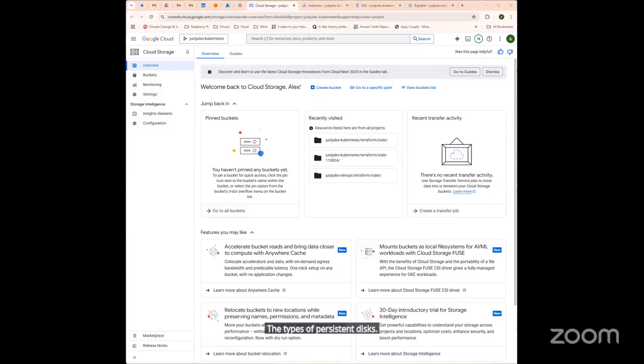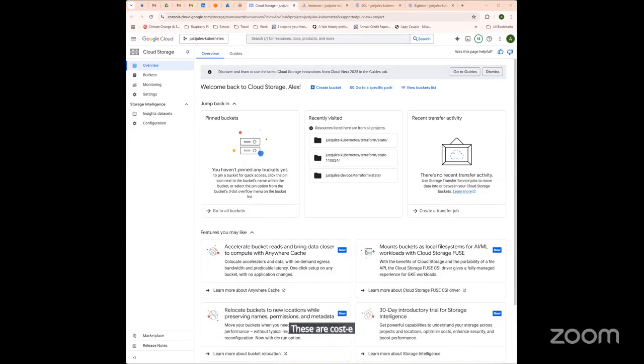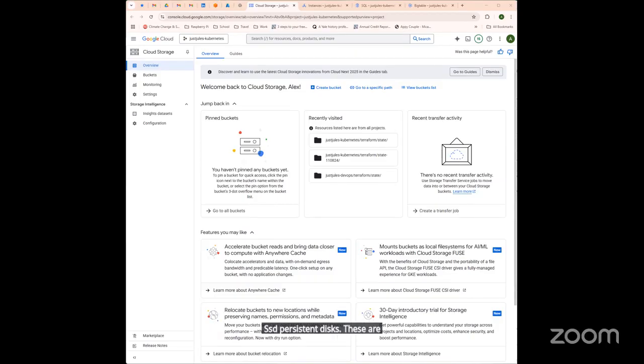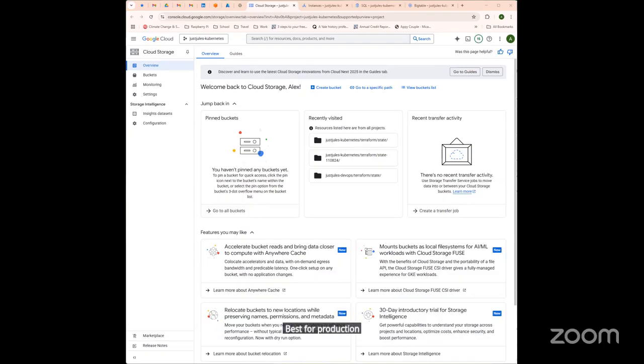There are four main types of persistent disk options. Standard persistent disks, these are HDD. These are cost-effective spinning disk storage. Good for sequential operations of batch processing, ideal for data that doesn't require frequent access, lower IOPS, but economical for large volumes. SSD persistent disks. These are solid state disk performance, higher IOPS and lower latency than standard PD, ideal for application databases and random I/O, best for production workloads that need performance.